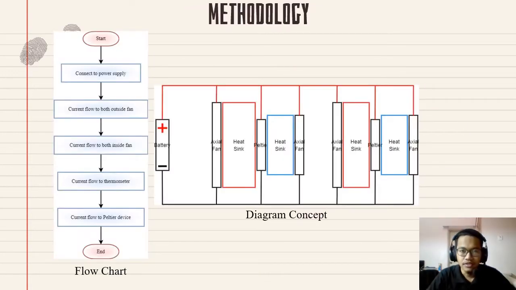This is the methodology of this project. First, we connect to the power supply. After that, the current will flow to both outside fans, and the current also will flow to both inside fans, and the current will flow to the thermometer, and lastly the current will flow to the Peltier device. This is the diagram concept for this project.